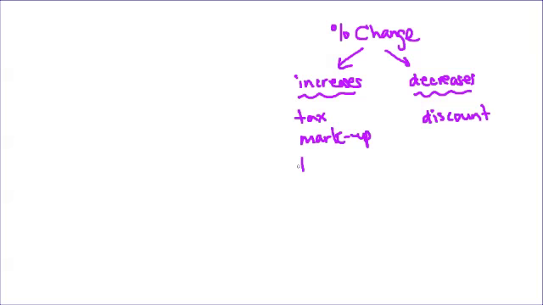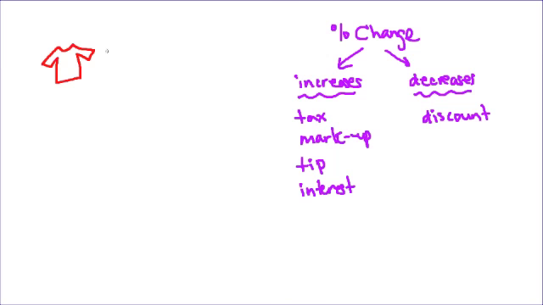Then we have things like tip, which increases the amount that we pay to a restaurant or to a guide or something like that. We also have interest. Interest increases the amount of money that we have in our bank account or increases the amount of money we owe on a loan of some sort. So let's put all of these different concepts together. I'm going to use a t-shirt as my example here.